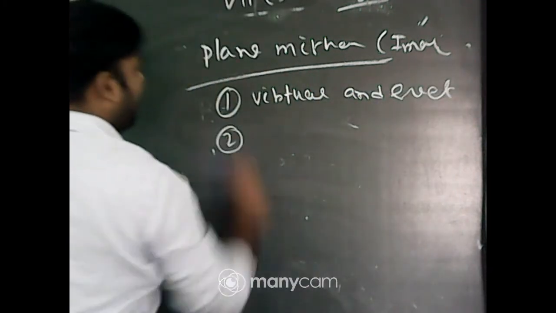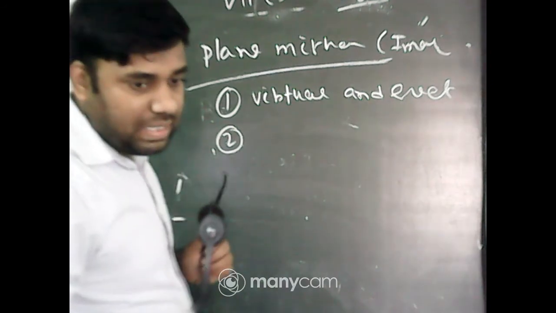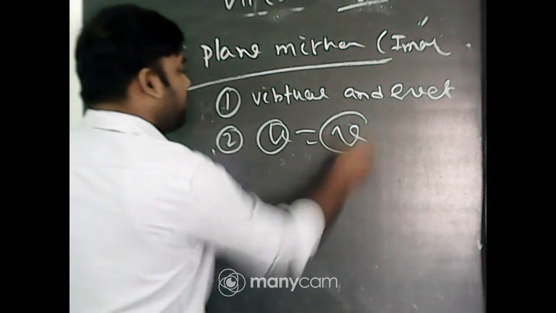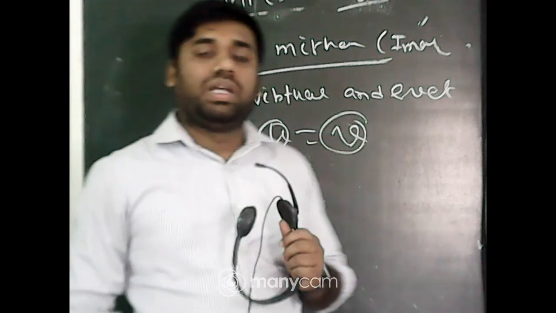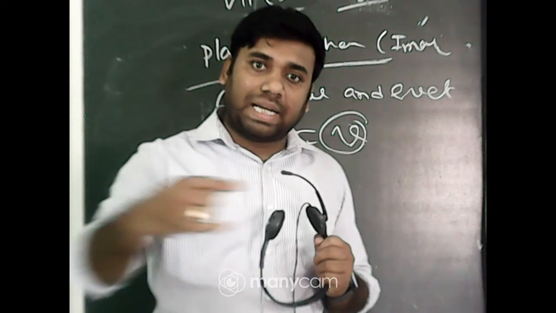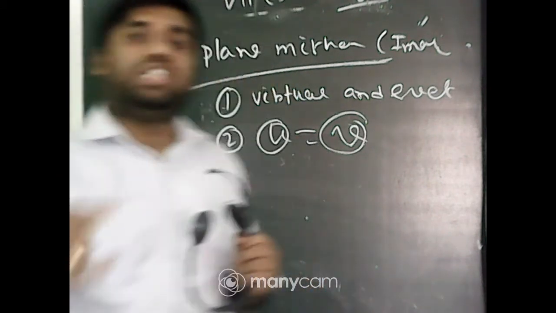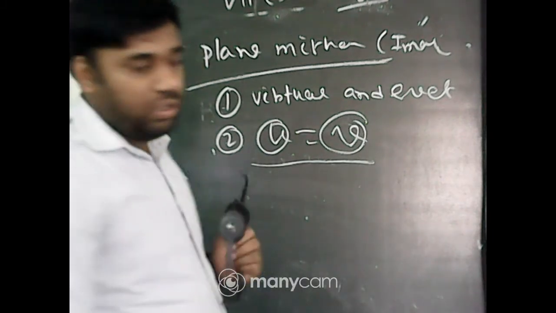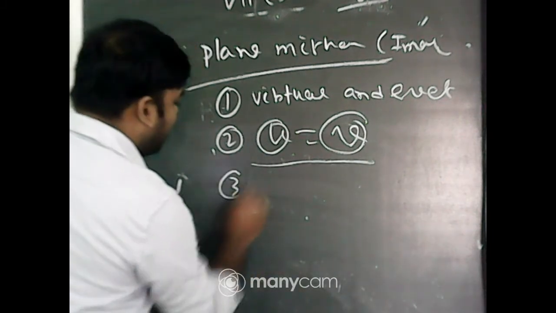Second, it is U equal to V. What is U and what is V? U equal to V means the distance between the plane mirror and the object, and the distance between the image and the mirror, these two are equal. That's why I have written U and V. Okay, and third, lateral inversion.